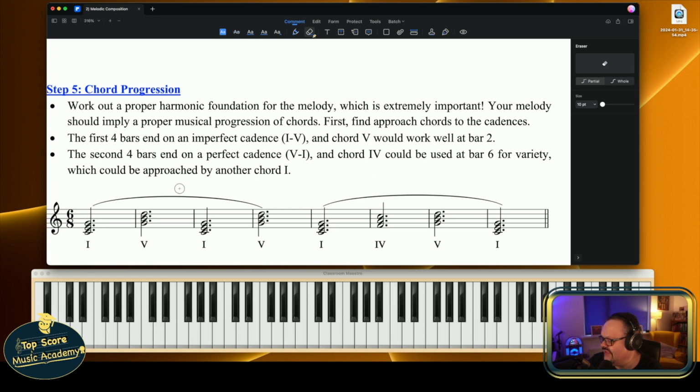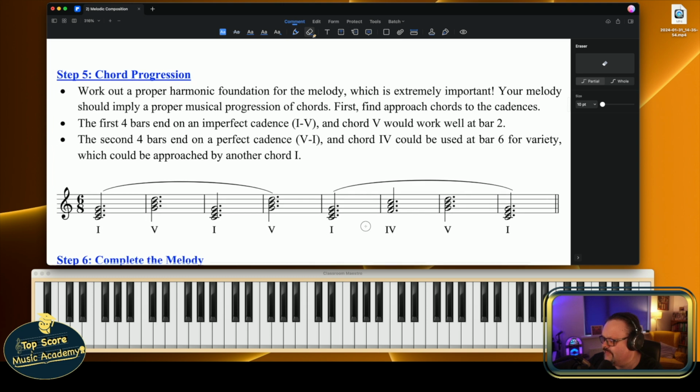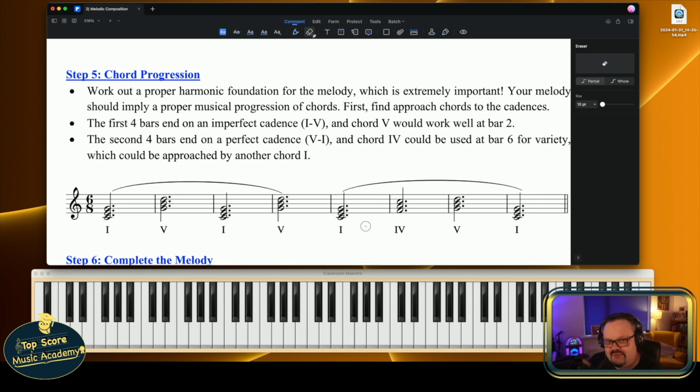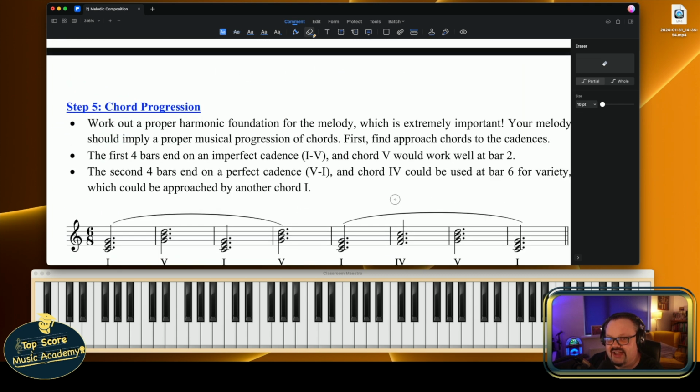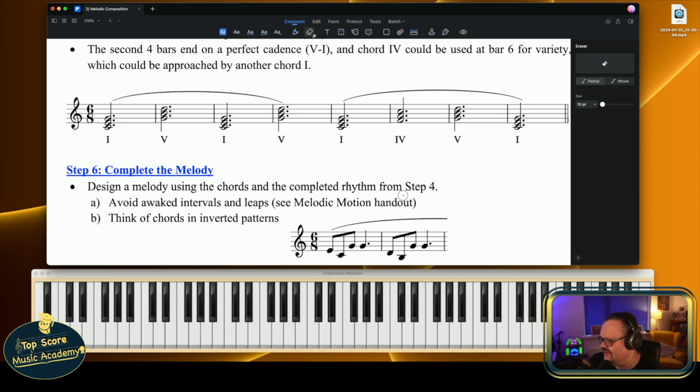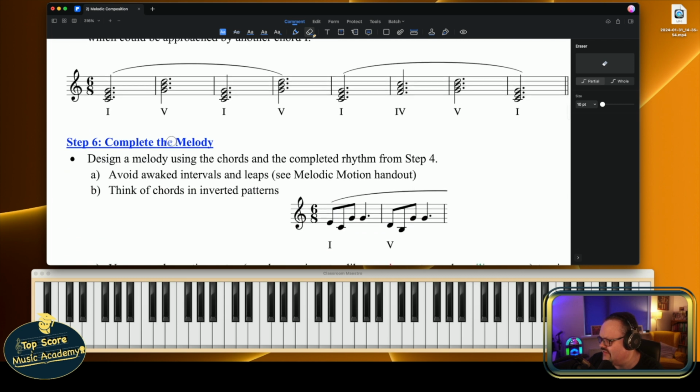Okay, so that's the harmony that we're going to suggest under our melody. And we've also already worked out the rhythm as well. If we go back to step 4, there's really not much more you have to do other than make sure that you don't go too far with your development just yet. We haven't come across melodic development yet. So we want to keep our melody simple. So don't make it too advanced. So let's complete the melody.